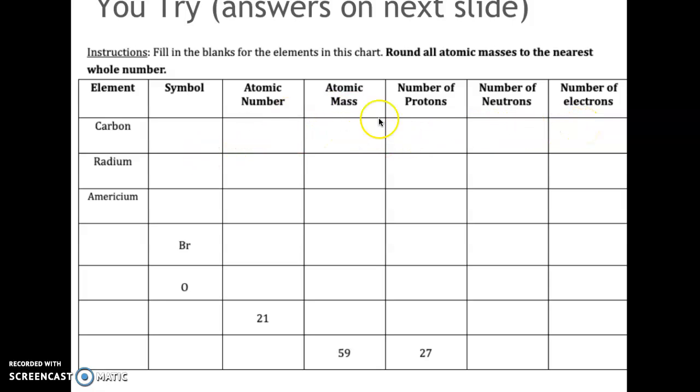What I want you to do is copy this into your notes, or you can use the doc that I linked to before. It is at the end of that. And I want you to pause the video here, fill this in, and then on the next slide, you can check your answer.